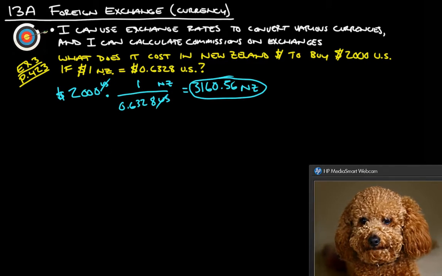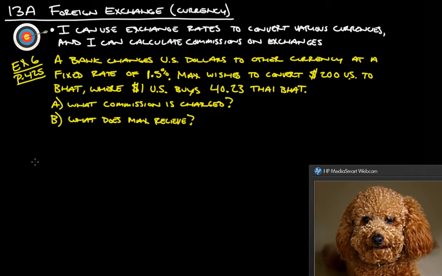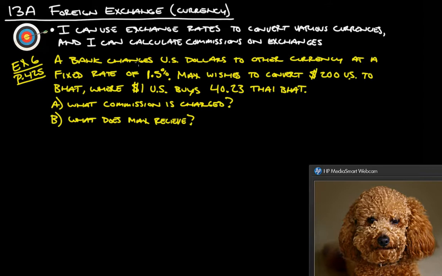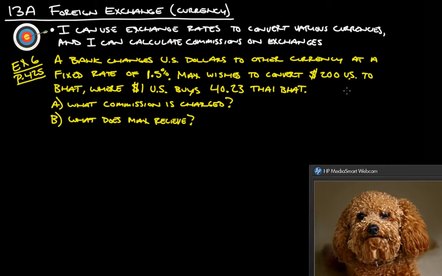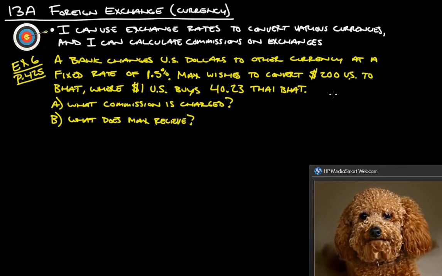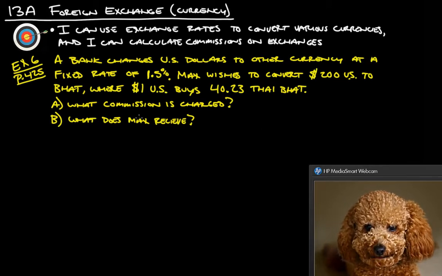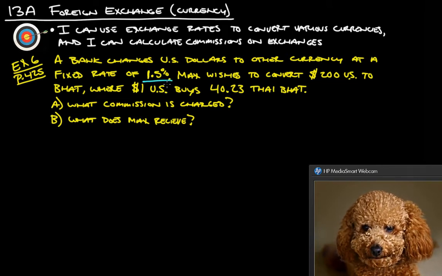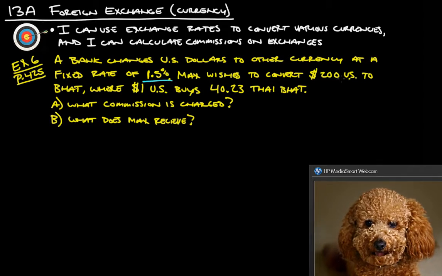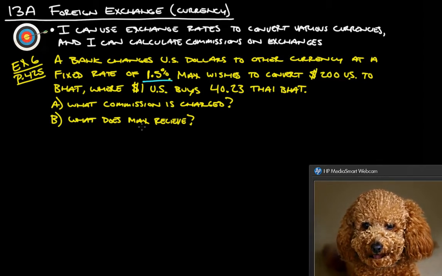All right, a couple more examples, a little bit more challenging. This is example 6 from page 425, and it says a bank changes US dollars to other currency at a fixed rate of 1.5%. Max wishes to convert 200 US dollars to baht, where 1 US dollar buys 40.23 Thai baht. What commission is charged? Basically what we have to do is use this 1.5% commission, and you take the commission out first. So we have to figure out what commission they're going to charge us on 200 bucks.